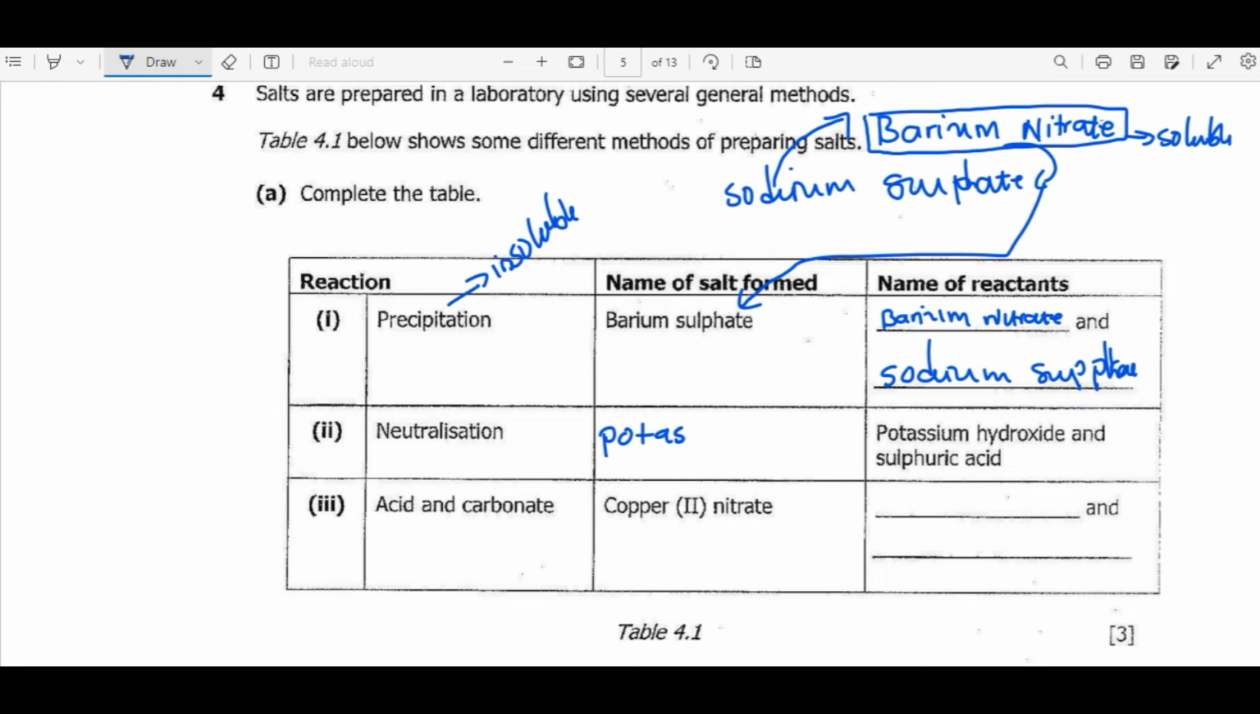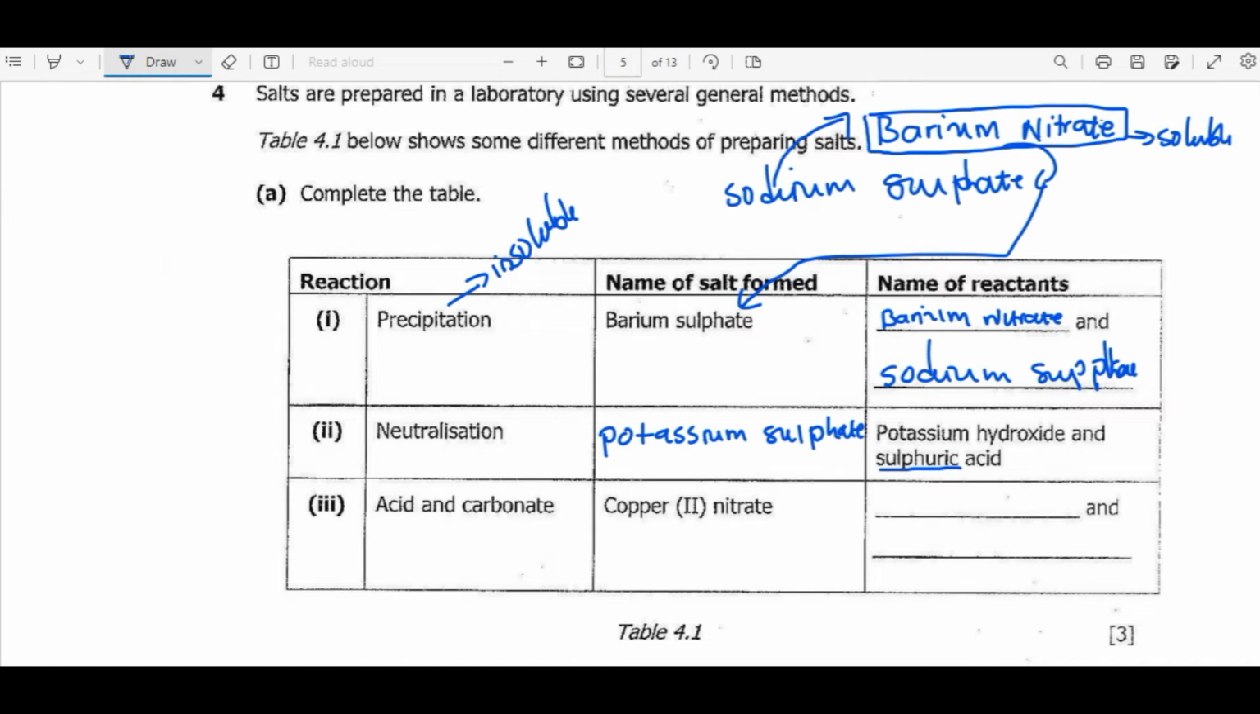So for naming of a salt, you always begin with a metal. Then from the sulfuric word, you just get the sulfate. That's a pattern. Hydrochloric, you get chloride. Nitric, you get nitrate. Then for Roman number 3, acid and carbonate. Then here we'll have copper 2 nitrate.